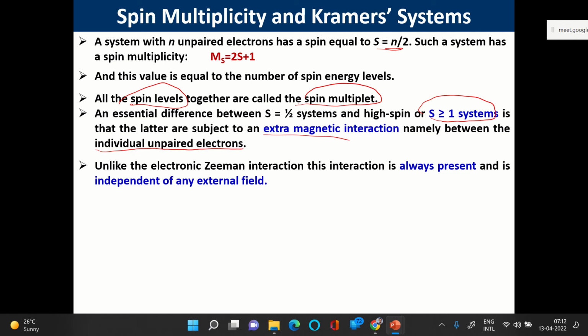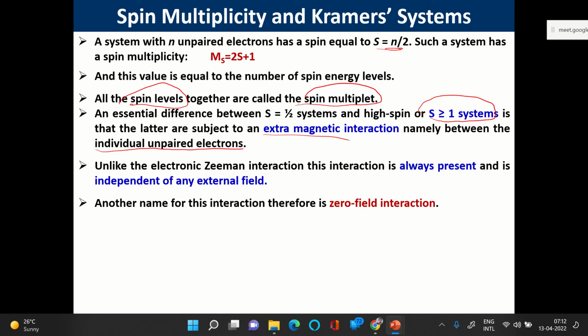Okay, so whenever two electrons are present, they are interacting. So they will have a magnetic interaction. Even if you do not apply any magnetic field externally, each one of them is behaving as a tiny magnet, and so there will be interaction. And this interaction we call the zero field interaction, right?